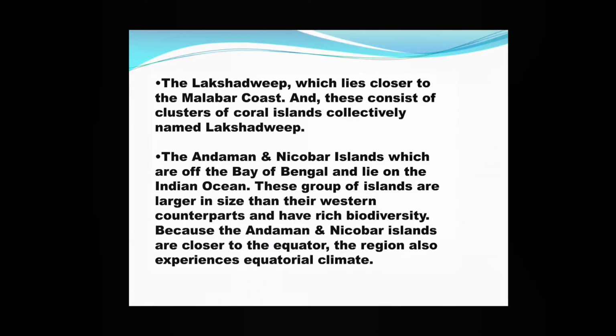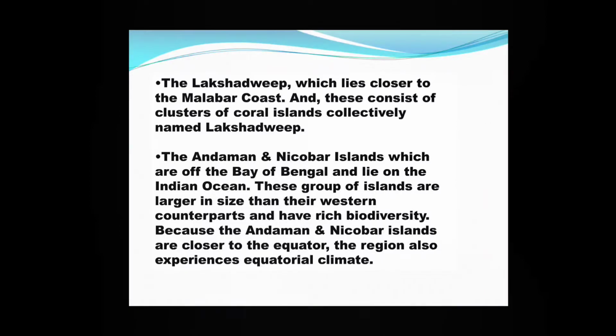The Lakshadweep, which lies closer to the Malabar coast, consists of clusters of coral islands collectively named Lakshadweep. The Andaman and Nicobar Islands lie in the Bay of Bengal in the Indian Ocean. This group of islands is larger in size than their western counterpart and has rich biodiversity. Varieties of animals are there. Because the Andaman and Nicobar Islands are closer to the equator, the region also experiences an equatorial climate.